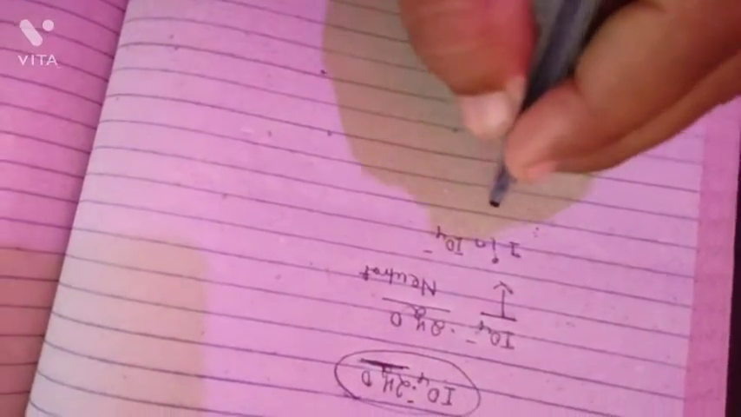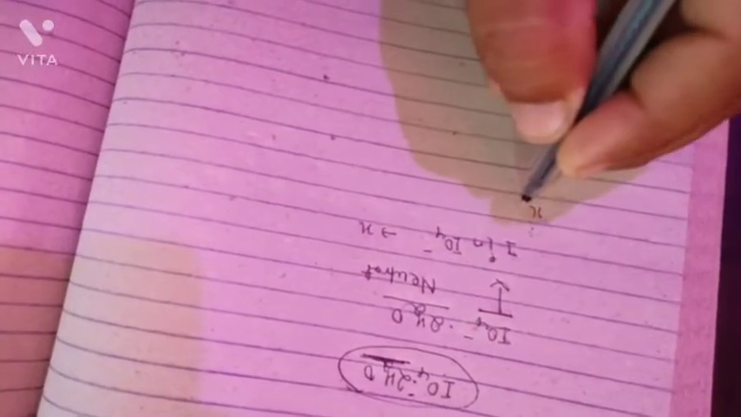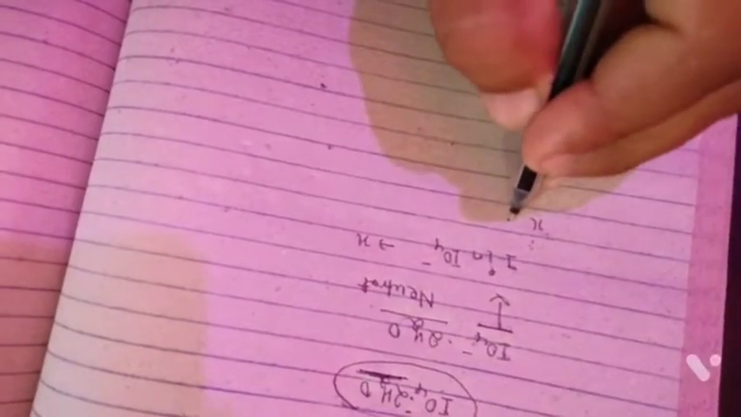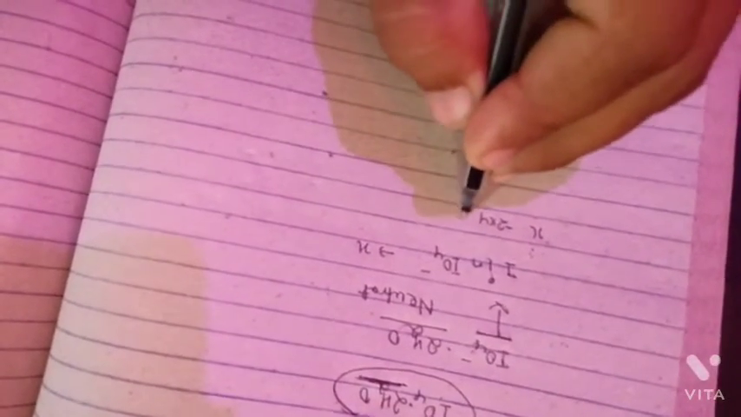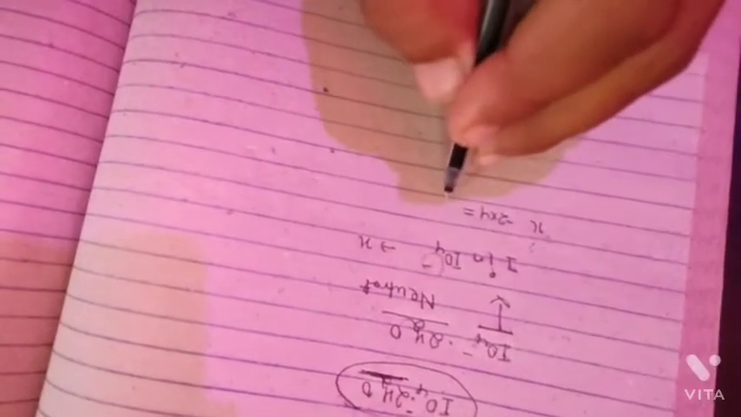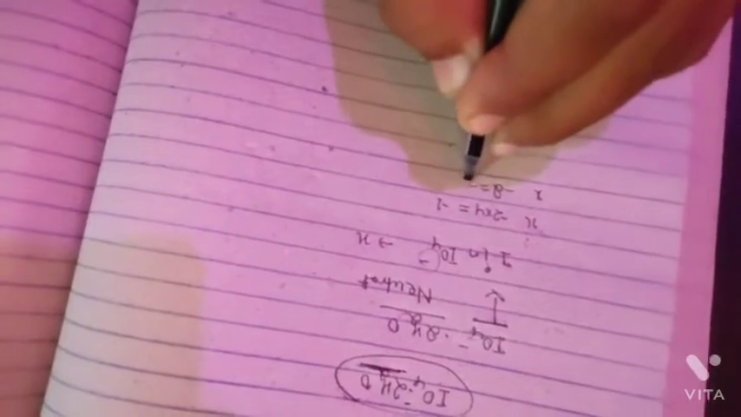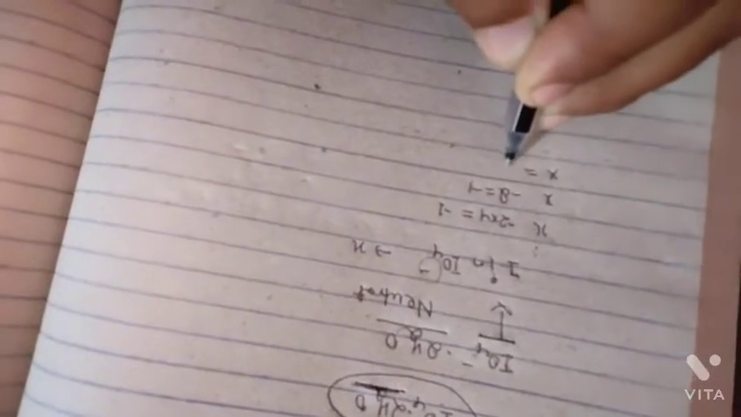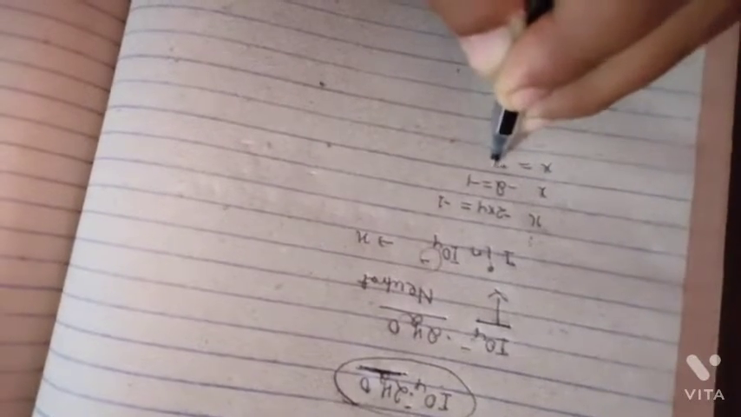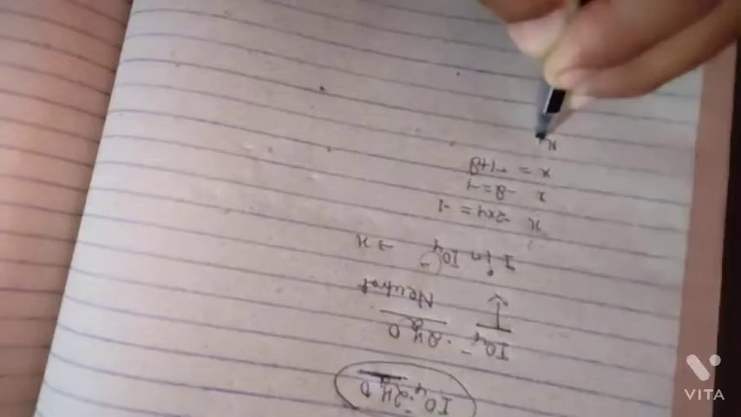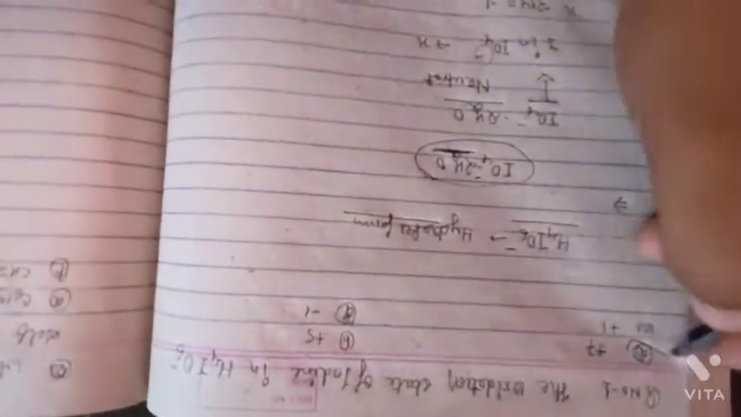Consider the oxidation state of I as X, and we know the oxidation state of oxygen is -2. Since there are 4 oxygen atoms, we multiply by 4, and the total charge is -1. So X minus 8 equals -1. So X equals -1 plus 8, that means X equals 7. That is the right answer.